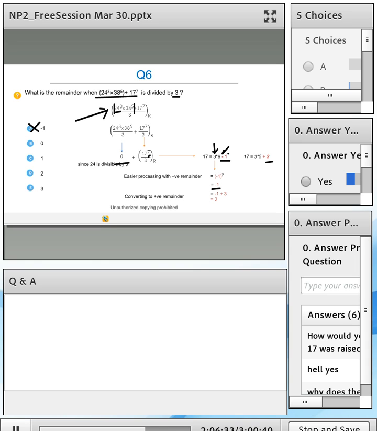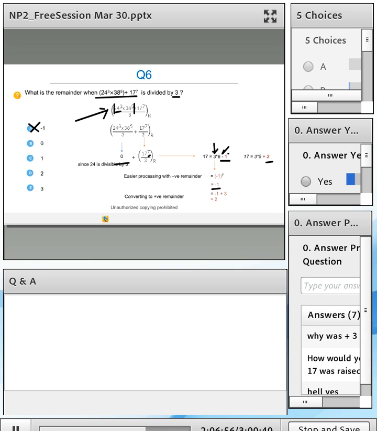How would you solve it if 17 was raised to 8? And again, guys, when you ask me that question, as I said, it's not a solve-all thing. If 17 is raised to the power 8, then also it's the same thing, -1 raised to the power 8. In that case, the answer is 1. You don't have to process it any further. So the remainder would have been 1.